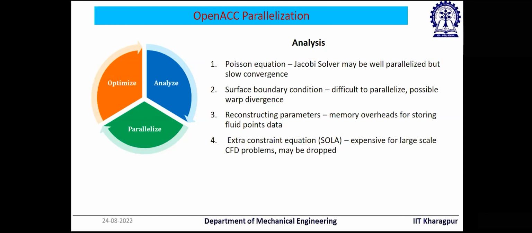We are here for mass conservation and reducing pressure fluctuation. In the original code, we are solving an extra constraint equation in the intercepted cells, which is expensive for large scale problems, and we may drop it and think of some other algorithm.